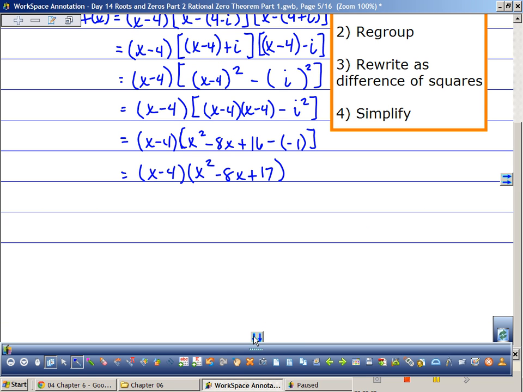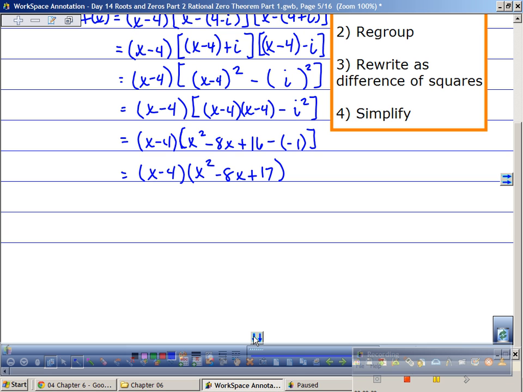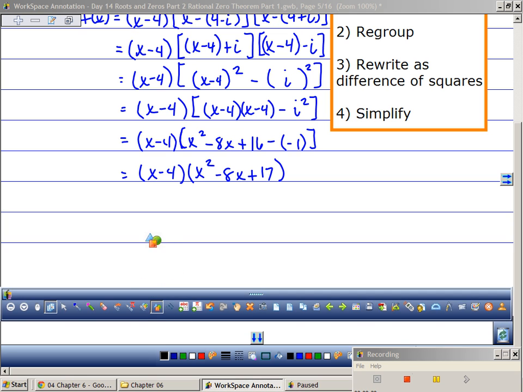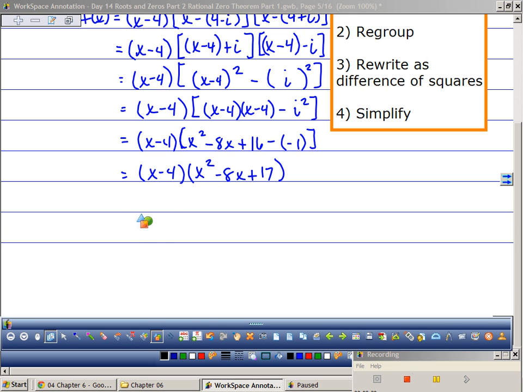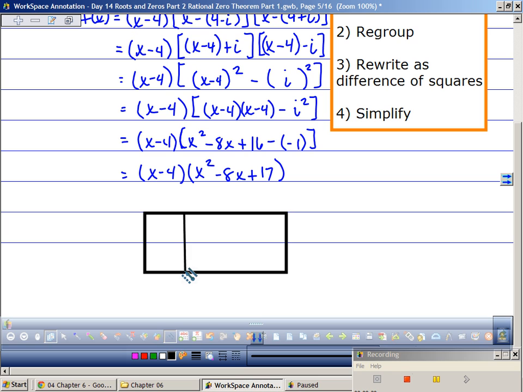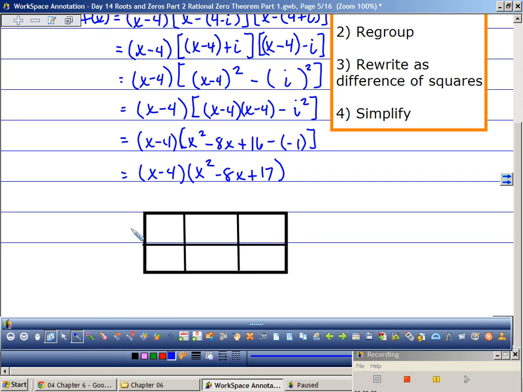How you guys doing so far? Good? Can I keep going? No, not good. Because you stopped. You have to continue. Get myself an area model. That'll work. See that, Alexis? Not perfect. I'm okay. x minus 4, x squared minus 8x plus 17. There's always room for improvement.